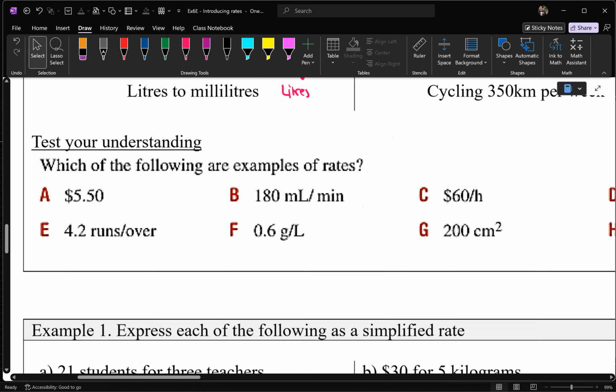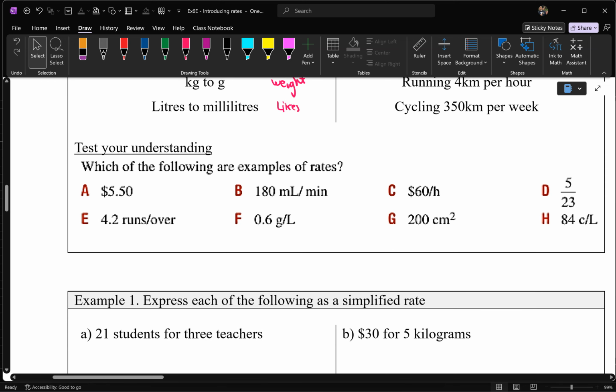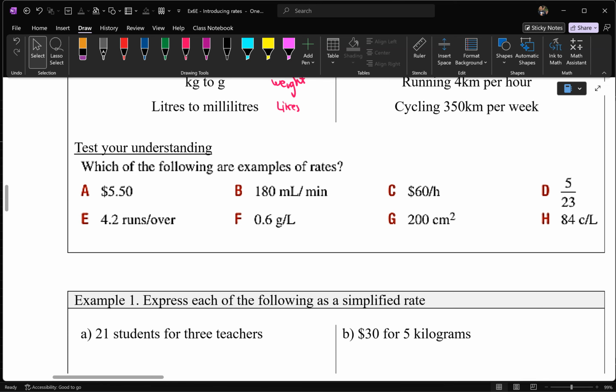So test your understanding. Which one of these are rates? Have a look, have a think. Circle the ones that you think are. I'm going to pause the video just for a second. And I'm assuming that you had a thought about it already. I know in the video it doesn't look like I paused, but I did pause.